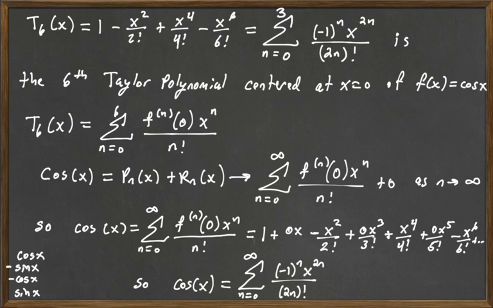Now we know this, so we can do cool things like we could take the derivative of this, and we could get negative sine, and we could get the power series for minus sine. We could integrate this thing, and we could get the power series for the sine, because the antiderivative of cosine is sine.